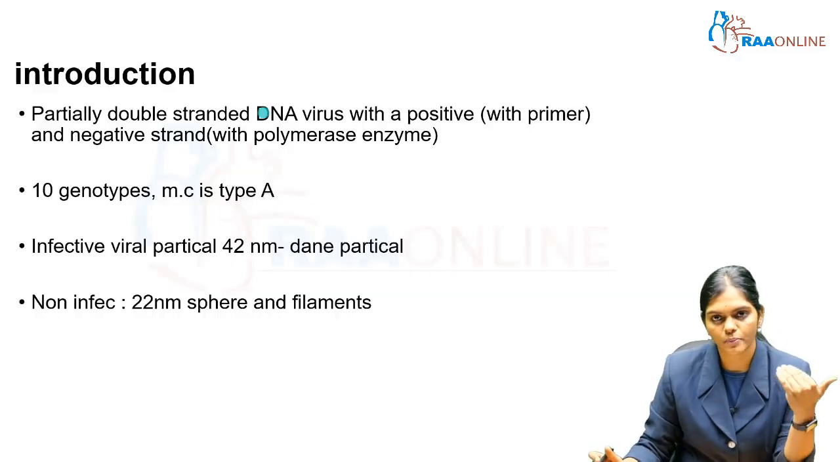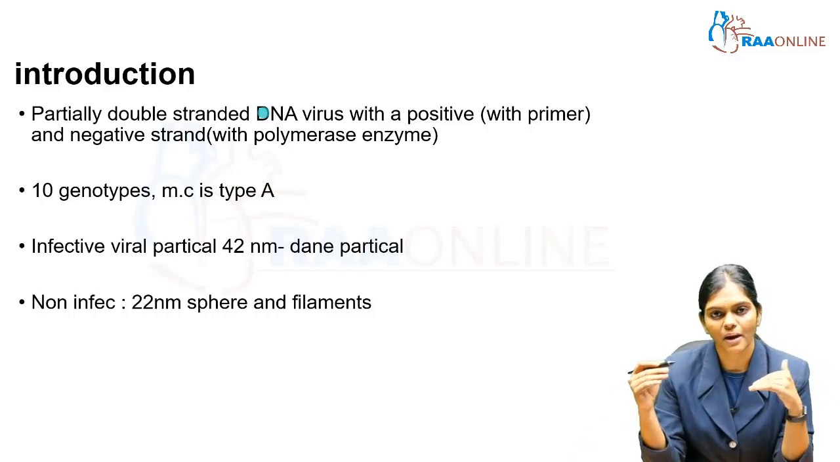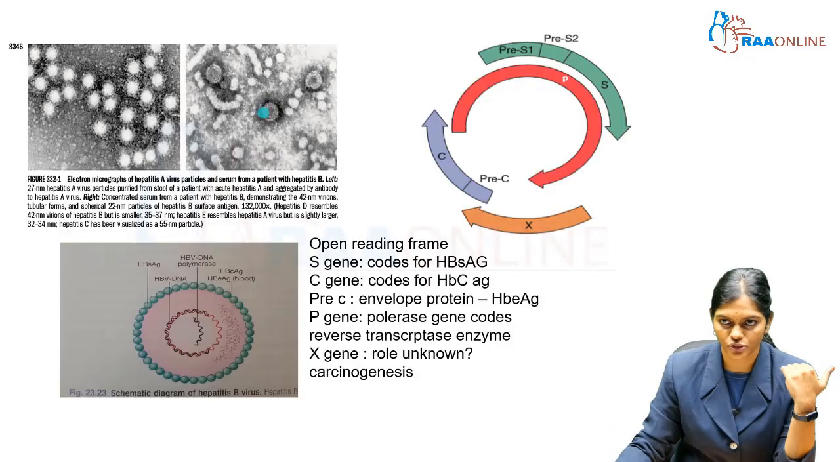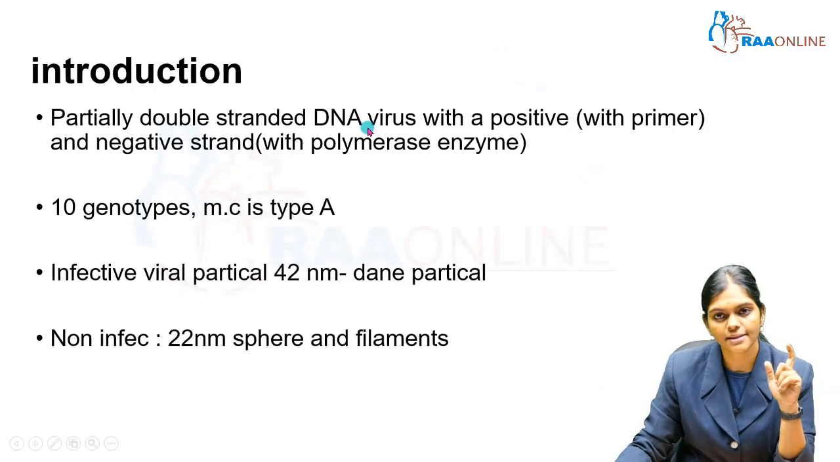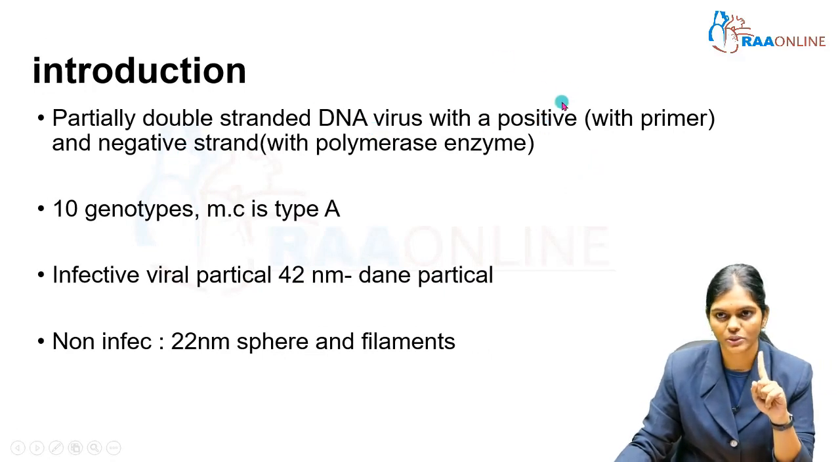So what do we know about this HBV, that is hepatitis B? So it is a partially double-stranded DNA virus. So I'll just show you the structure of it. This is the structure of the virus. So it is a partially double-stranded DNA virus. It has a positive strand and a negative strand. So we should remember that the positive strand is an incomplete strand and the negative strand is a complete strand. And the positive strand is attached with a primer and the negative strand has a polymerase enzyme attached to it.